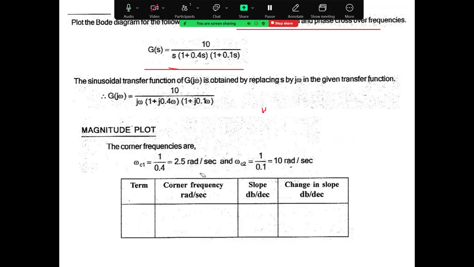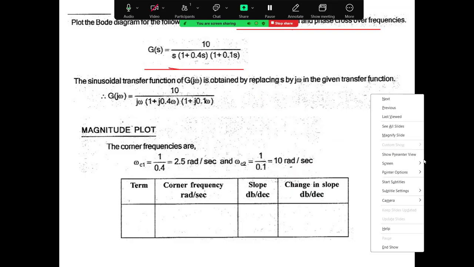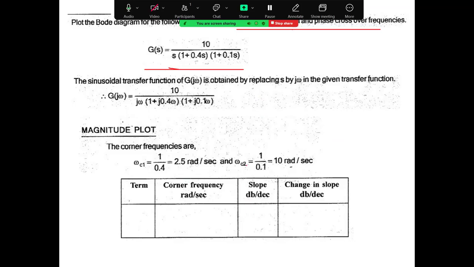So how many corner frequencies do we have? 2.5 radians per second, and omega c is 10 radians per second. So can anyone tell what is the first term we have to write in this product table? Right. The first term is always the integral term here, because 10 by j omega will be the first integral term.